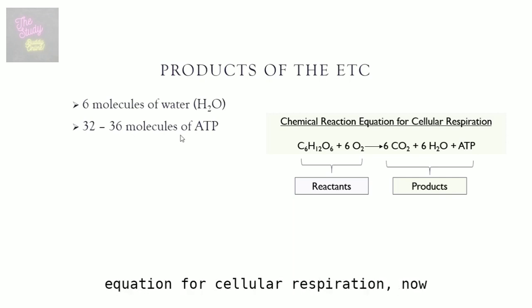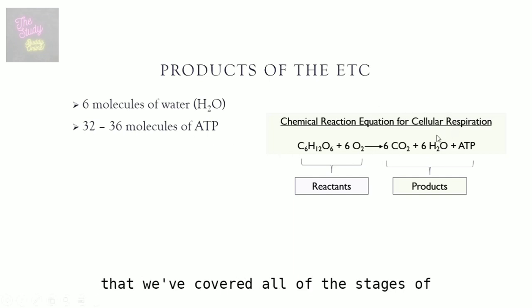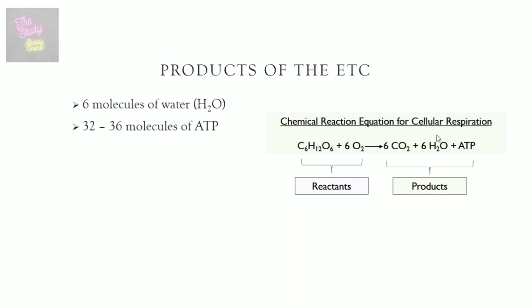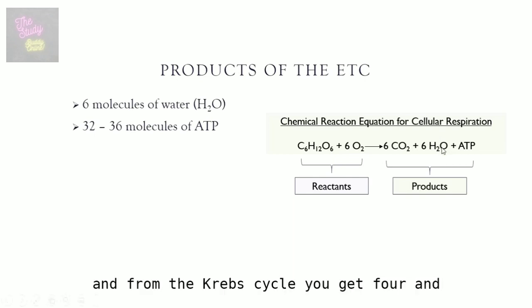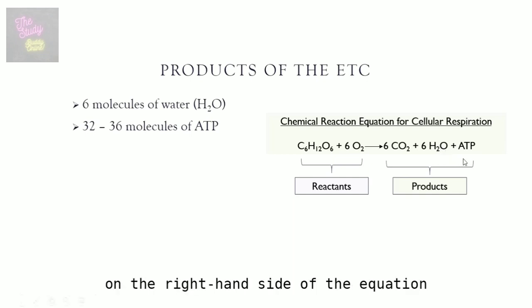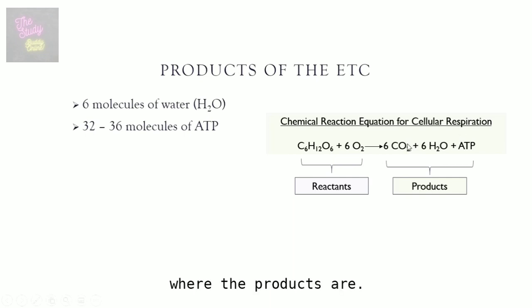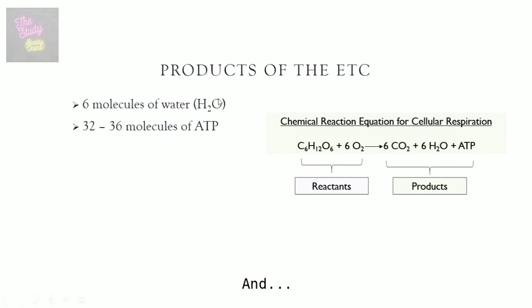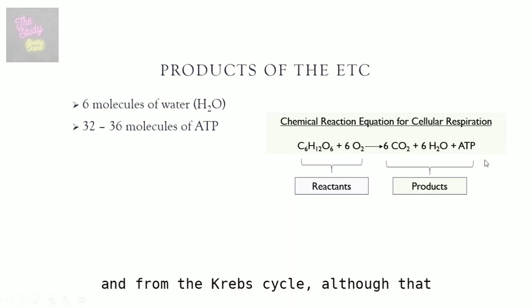Also, when you look at the reaction equation for cellular respiration, now that we've covered all of the stages of this process, you can identify where the various products come from. If you recall from the transition step, you get 2 molecules of CO2, and from the Krebs cycle, you get 4. And so when you add that together, it gives you 6, which is what you can see here on the right-hand side of the equation where the products are. Also, I just said the 6 molecules of water are gotten from the electron transport chain. And lastly, you get ATP from both the electron transport chain and from the Krebs cycle, although that of the electron transport chain is much more.